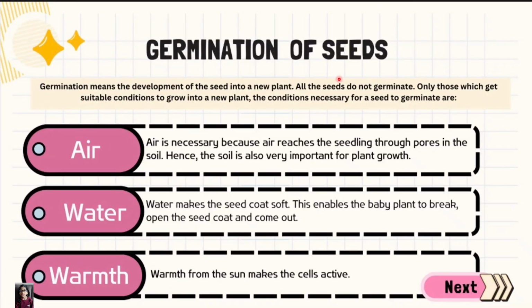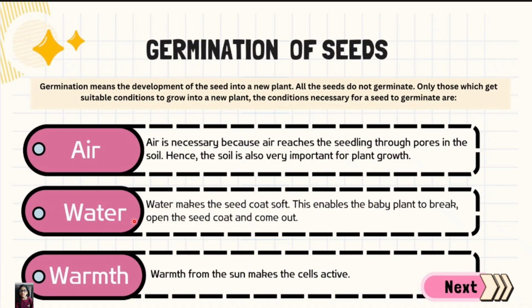Germination in seeds. Germination means the development of the seed into a new plant. All the seeds do not germinate, only those which get suitable conditions to grow into a new plant. The conditions necessary for a seed to germinate are air. Air is necessary because air reaches the seedling through pores in the soil. Hence, soil is very important for the plant's growth.